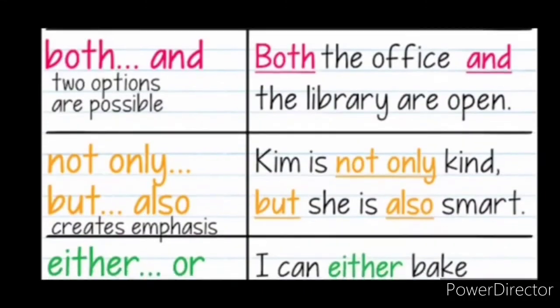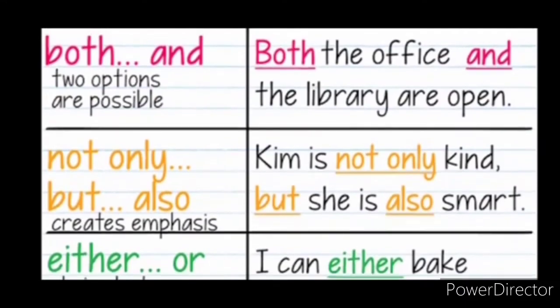Now let's see the second one, that is not only but also. See here, the second correlative conjunction is not only but also. So what does it mean? It creates emphasis. See the example: Kim is not only kind but she is also smart. So here we are giving equal importance, that is equal weight.